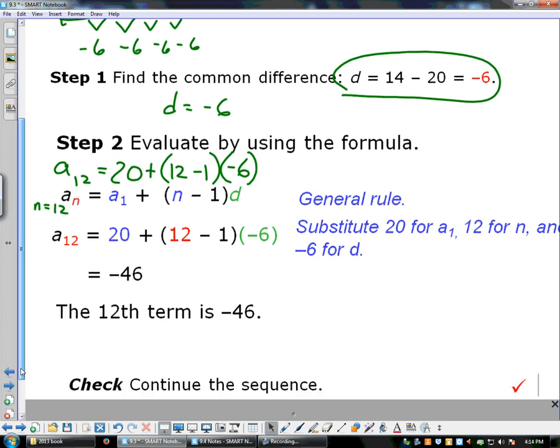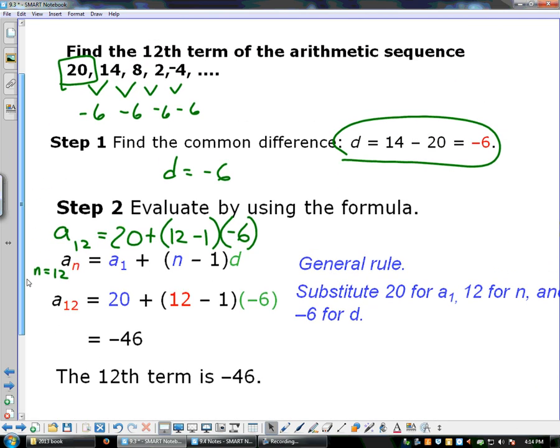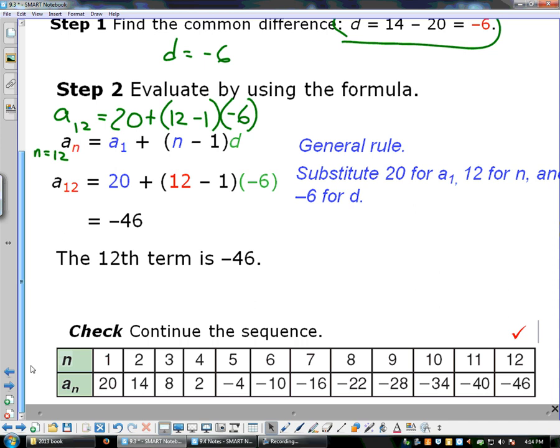And you could check this if we kept the sequence going. Remember, it goes 20, 14, 8, 2, negative 4, and so on. We do get down to the 12th term being negative 46.